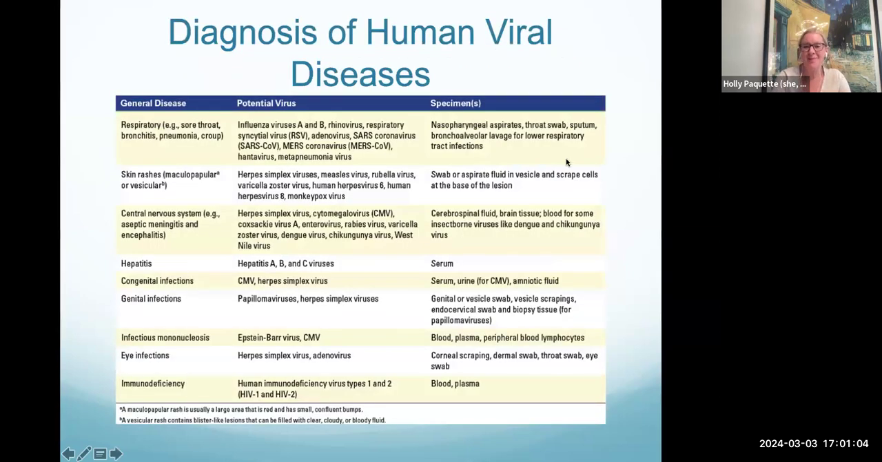So don't get overwhelmed by this. I just briefly want to go over just a few of these to give you some idea, but I won't be testing on this. But thinking about the way that we might go about testing for a potential virus. So for example, respiratory viruses, we often think of having a sore throat or bronchitis, a cough, things like that. There's many potential viruses that could cause this, and so this is a list of them.